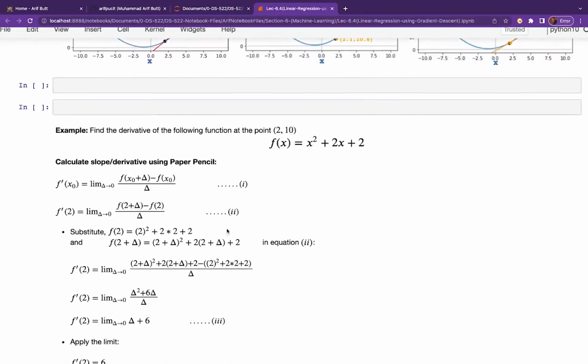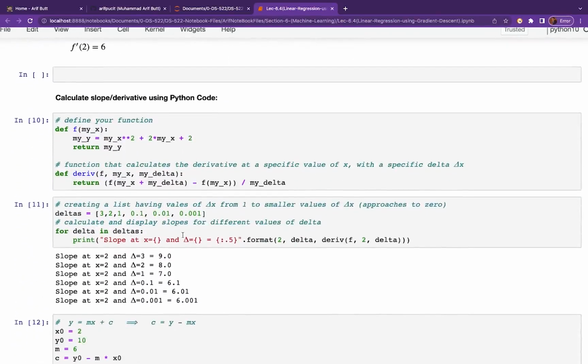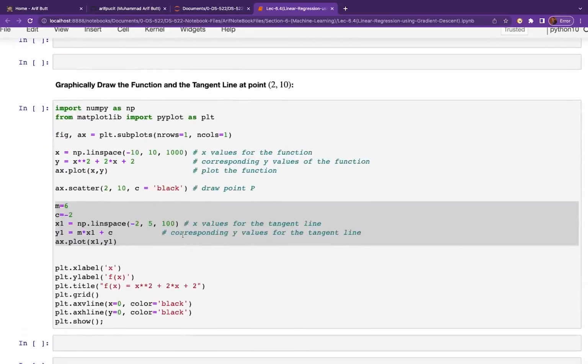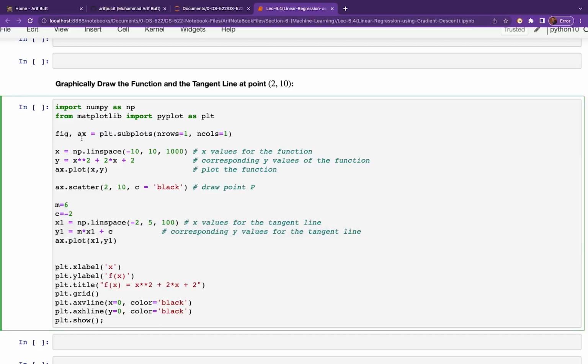We have done it using paper and pencil. Then we have done it using Python code. And finally, let me graphically draw the function x square plus 2x plus 2 and the tangent line at point 2, 10 using matplotlib. Well, my dear students, this subplots method of the pyplot module of the matplotlib library creates a figure object and axis objects. Over here, I'm just creating a single axis object.